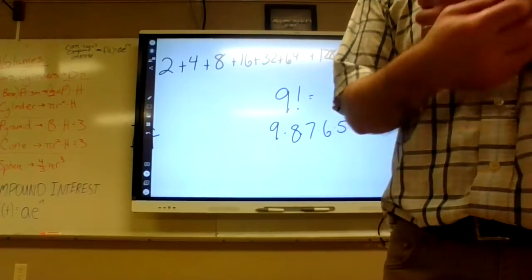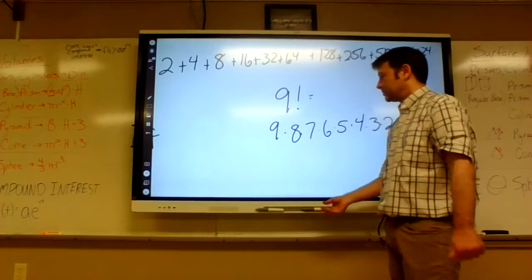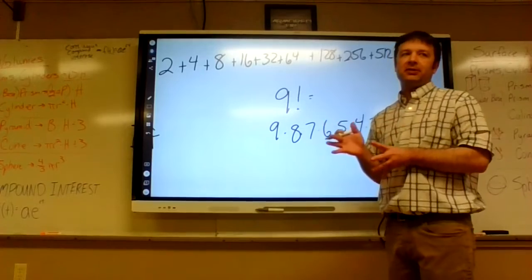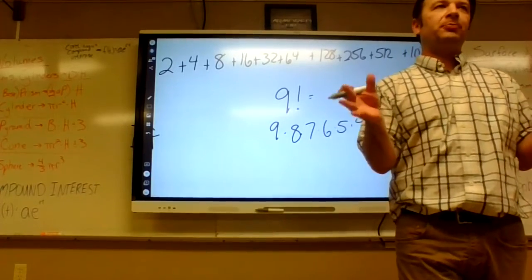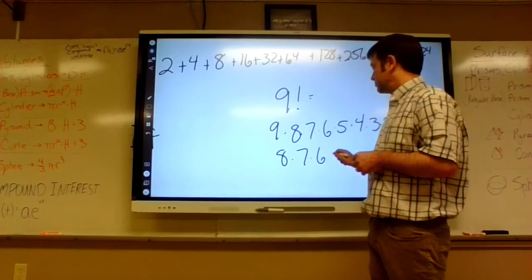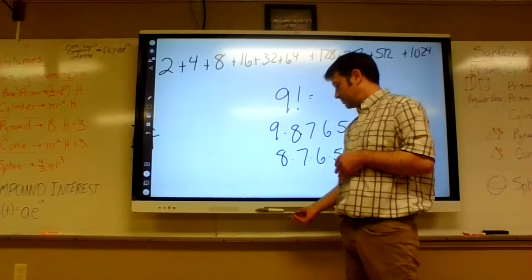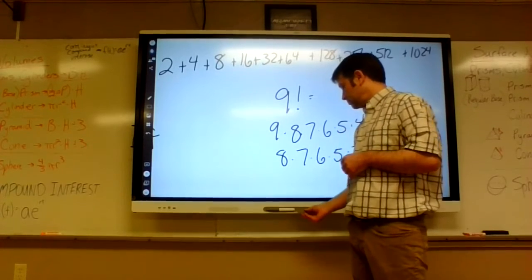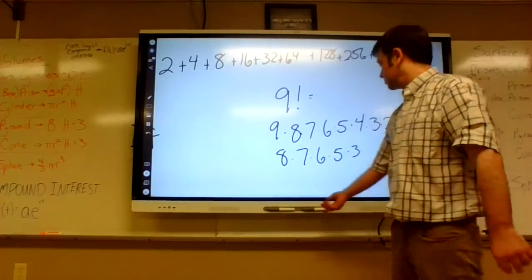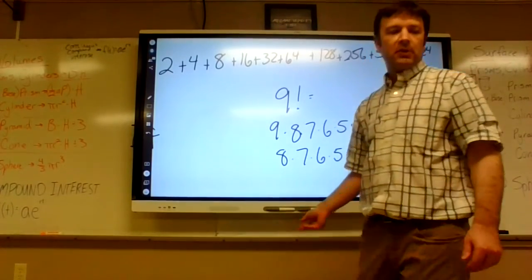How many batting orders are possible if the pitcher bats last? Isn't that just 8 factorial? Yeah, if the pitcher bats 9th, that leaves only 8 spots open, so it would just be 8 factorial instead of 9 factorial.